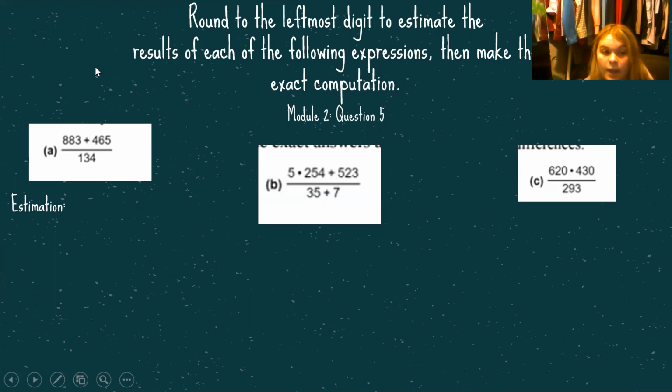465, we're going to go ahead and round that up to 500. And the 134, we're going to go ahead and round that down to 100 because it is closer to 100 than it is to 250. So our estimation, and once we do all that, we get the total of 14.